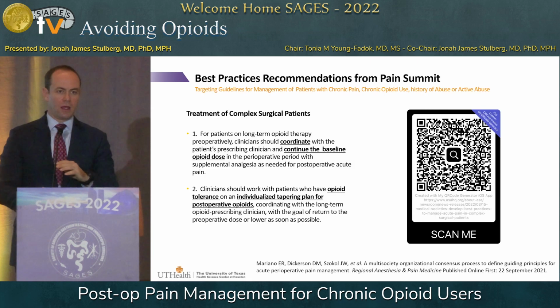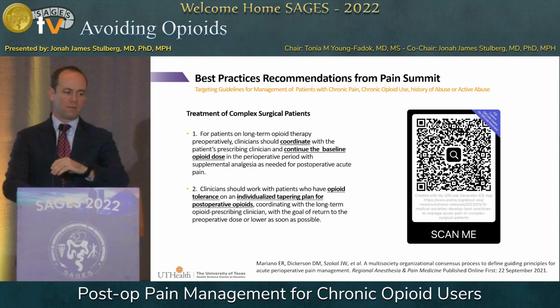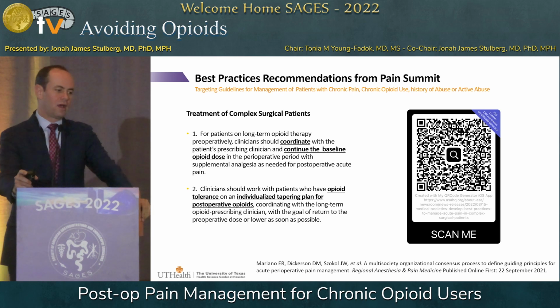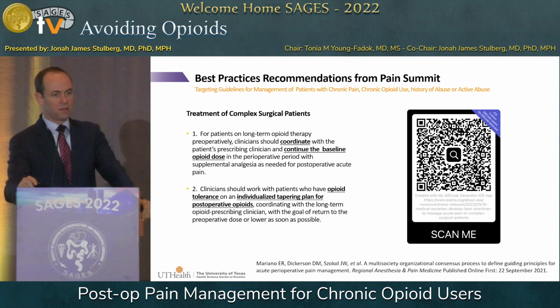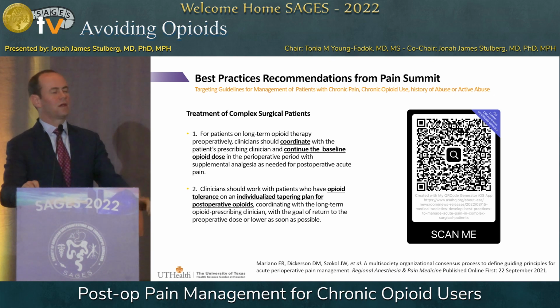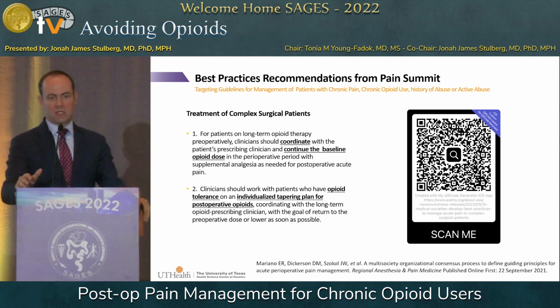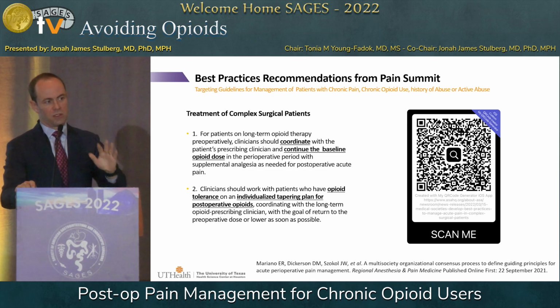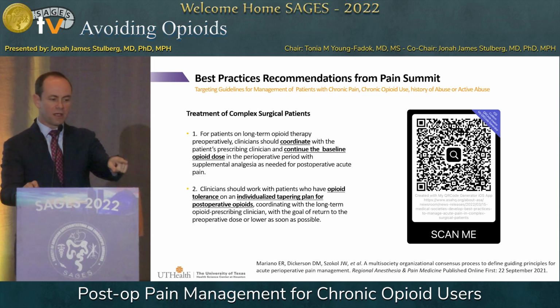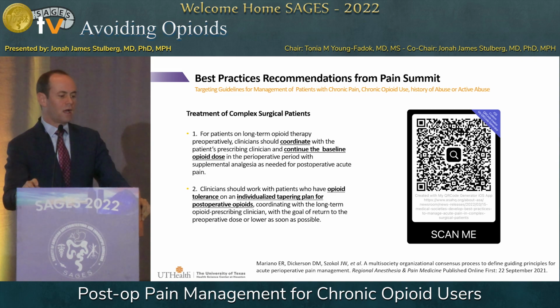So interestingly enough and well-timed, a press release just came out on a joint statement that was put together by the ASA, the American Society of Anesthesiologists, who got together with 14 other organizations, of which the American College of Surgeons and a whole bunch of other professional societies were part of, and they convened a retreat to come up with best practices guidelines. This is the press release. If you'd like to try and scan the QR code, it'll take you right to the press release and then link you to the article.